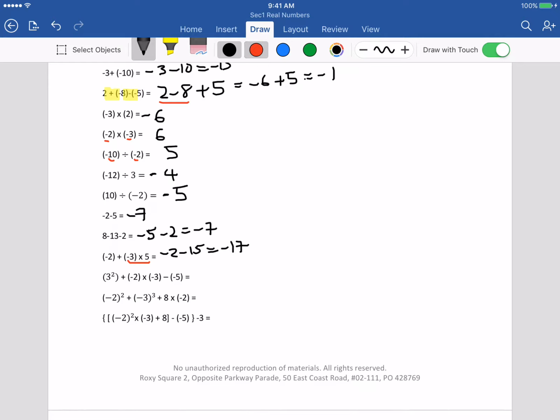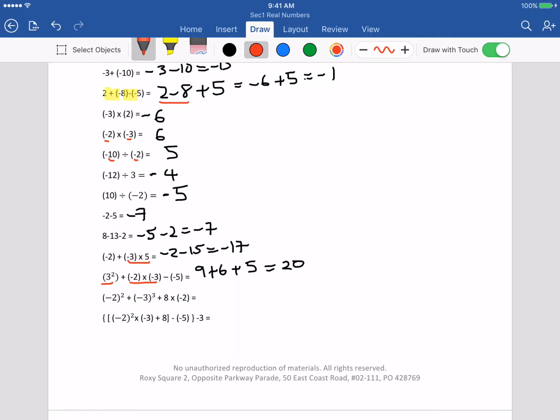Okay, the next one, order of operations, you have to do the square and the times first. 3 squared is as good as 9. -2 times -3 is actually equal to +6. Minus becomes +5. Okay, so if you use a calculator, this one will be just 20.